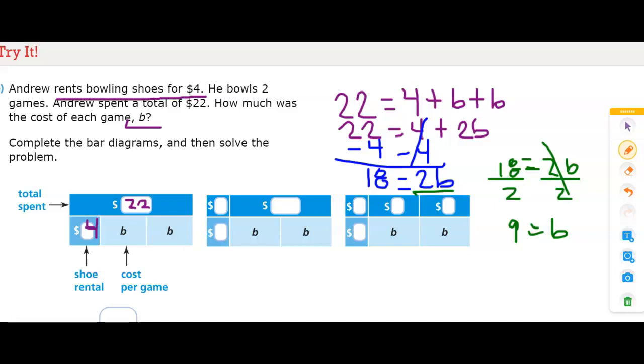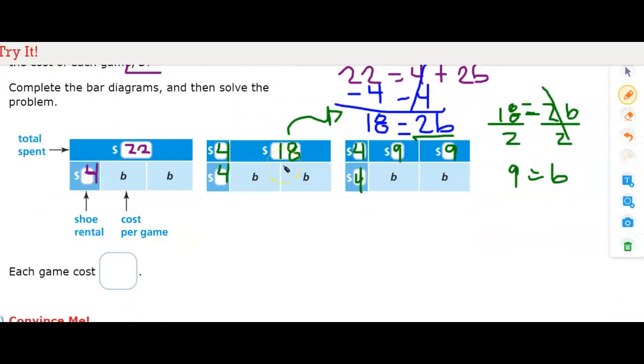So let's go back to the table. We have $4 that represents the rental shoes, and then we have the 18 here. So that is in relation to this step here. And then the final step would be that we have $4 here, and then we have the $9 for each game. And so the cost of each game was $9.